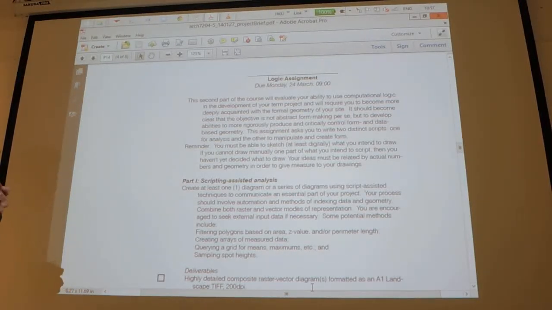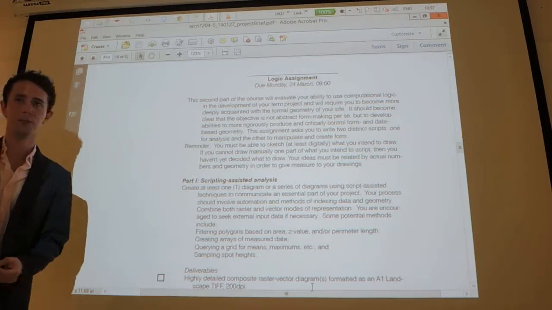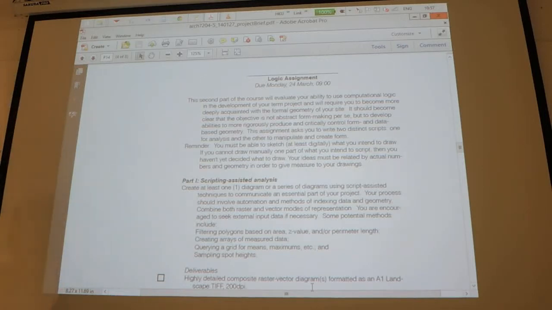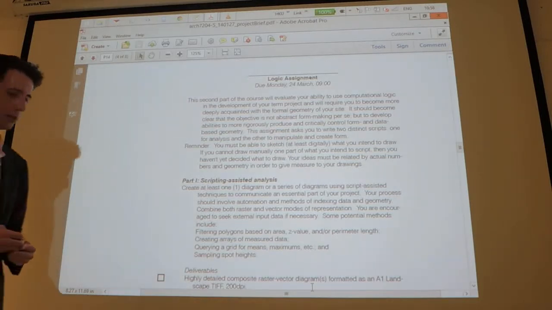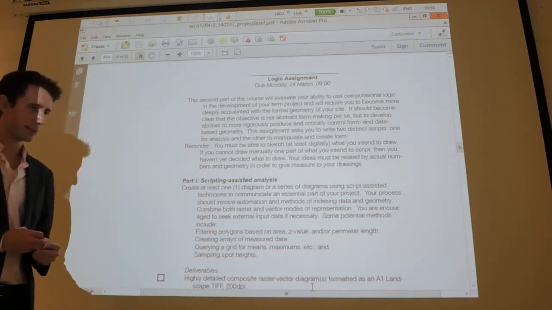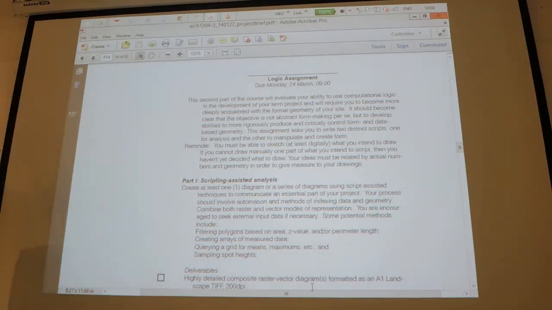So part one, scripting-assisted analysis. Create at least one diagram or a series of diagrams using script-assisted techniques to communicate an essential part of your project. Now there are probably two difficult things to this, besides actually writing the script. One is deciding what is relevant in your project to represent. Of course, that's the obvious one.